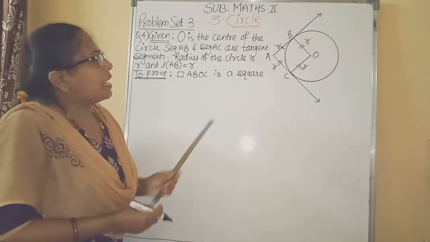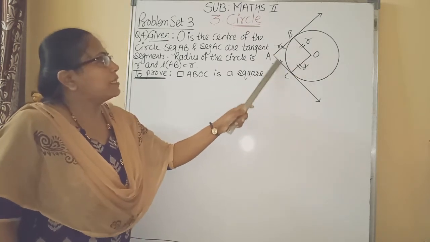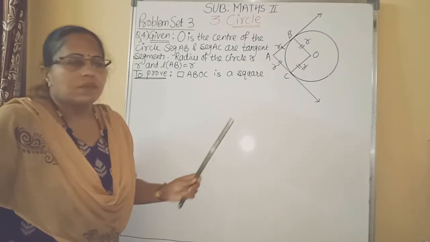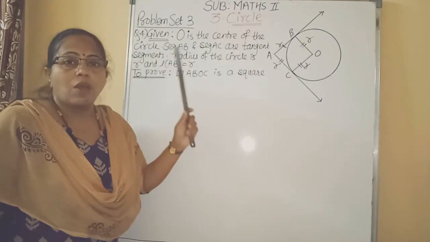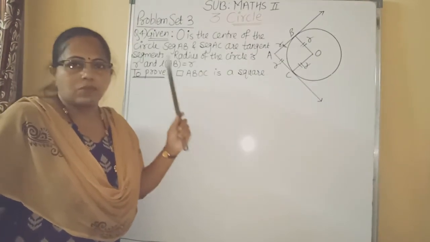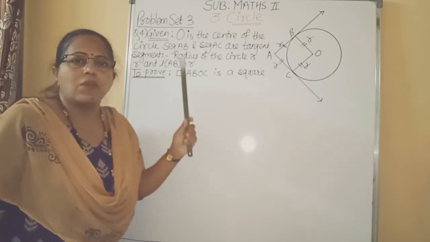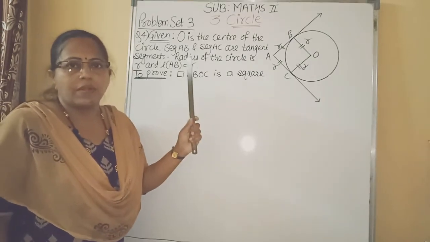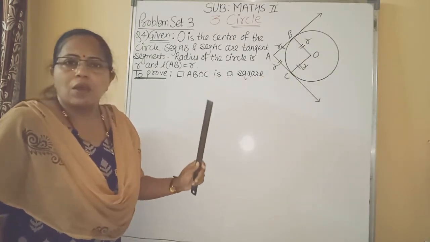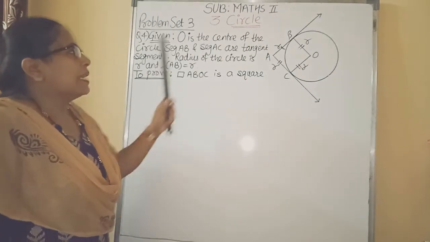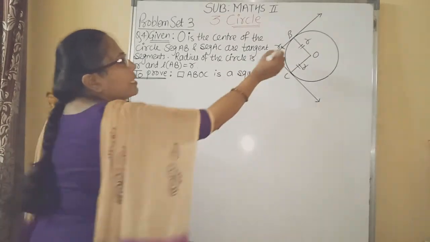Now here you can see that all sides of quadrilateral ABOC have length R. So the length of all four sides is equal. That means this is a rhombus. So in 9th standard we studied that also in the quadrilateral lesson. A quadrilateral having all sides equal in length is called a rhombus. So ABOC is a rhombus.